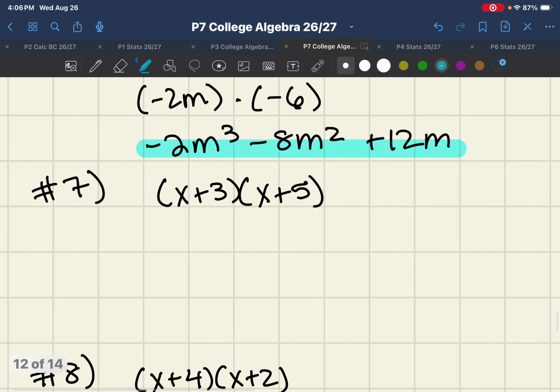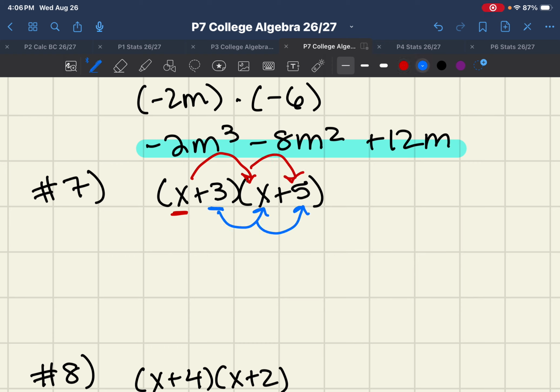Okay, number 7, we have a binomial times a binomial. That means we are going to take the first term and distribute it in, and then take the second term and distribute it in. So we have x times x plus x times 5 plus 3 times x plus 3 times 5, color-coded for your benefit. Okay, so red is following the red arrows, blue following the blue arrows.